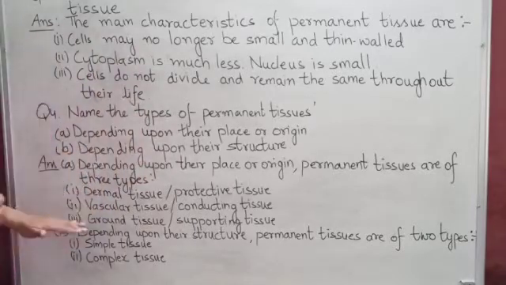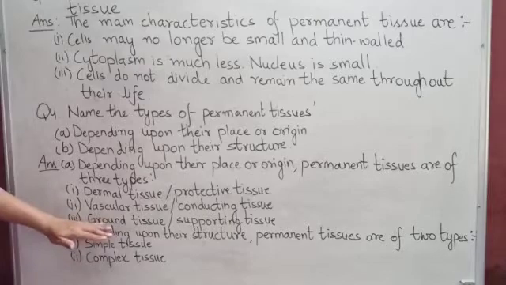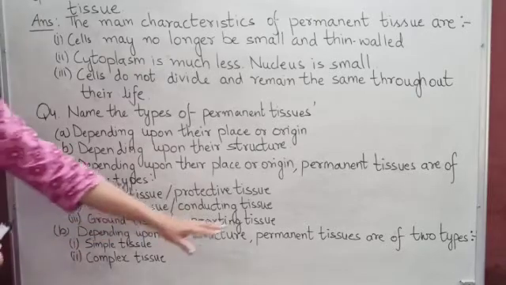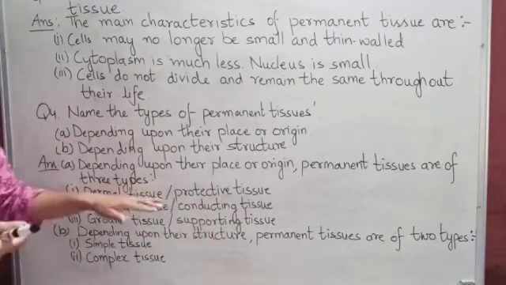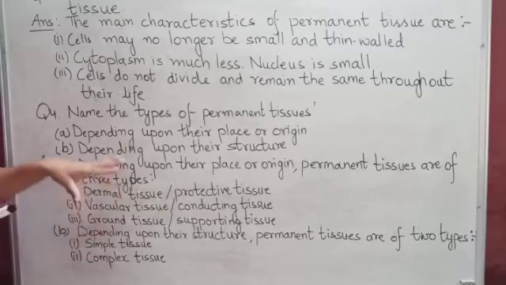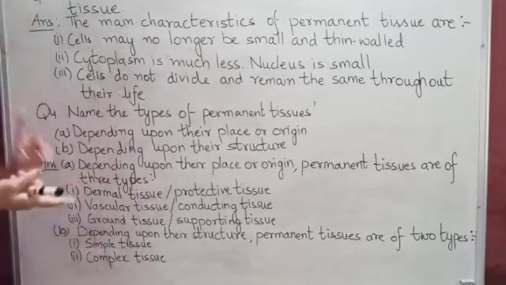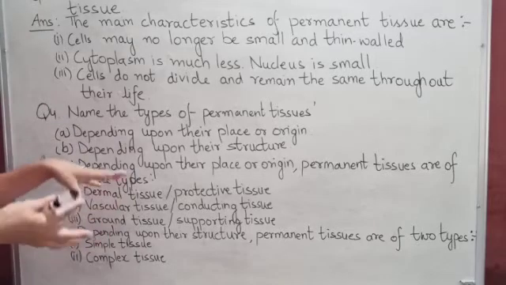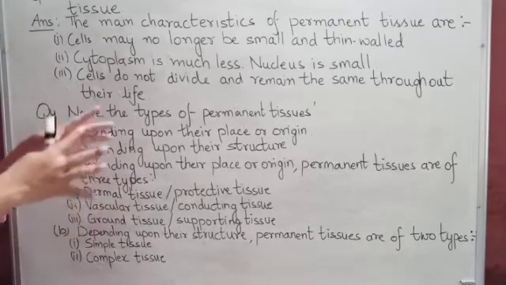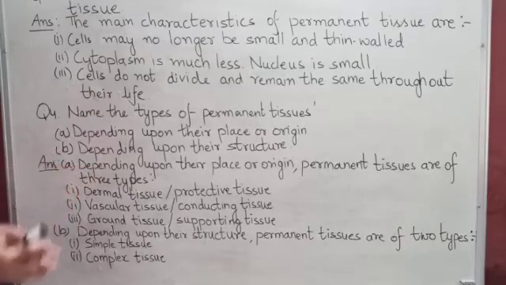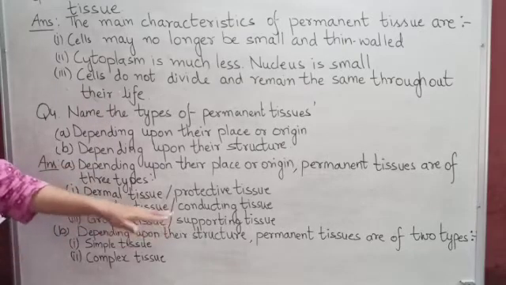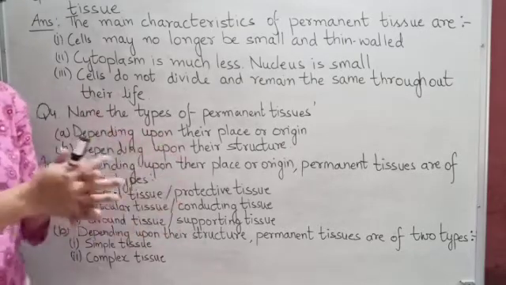Now the third type of tissue is ground tissue or supporting tissue. This type of tissue not only stores food for the plant, but it also helps in supporting the structure of the plant. Ground tissue gives support to the plant.